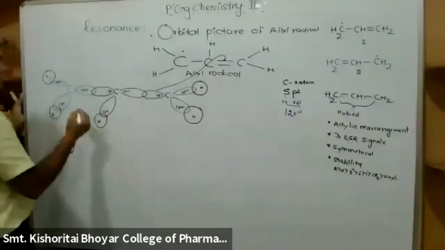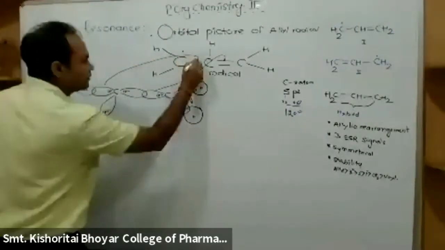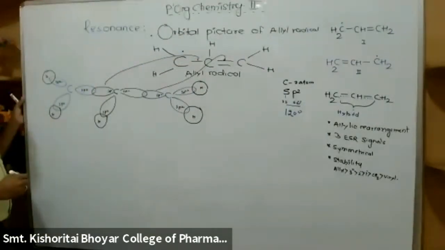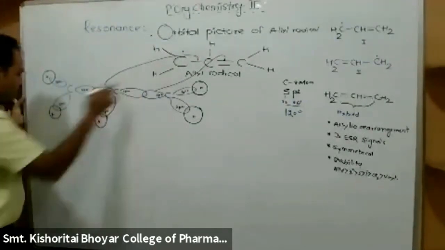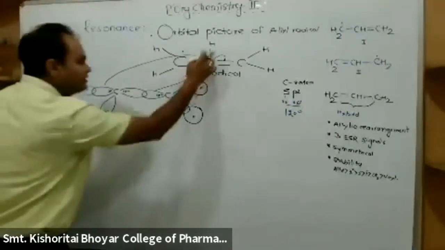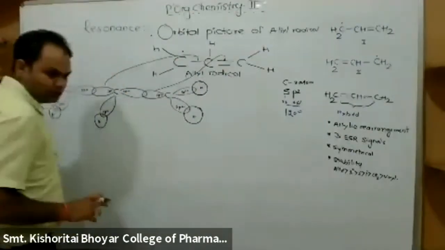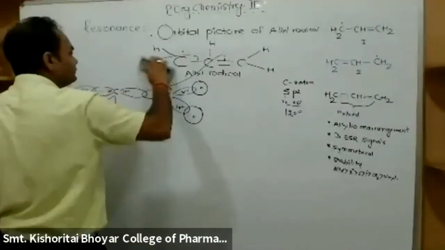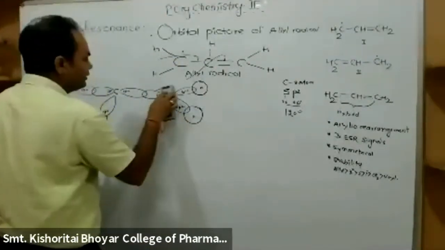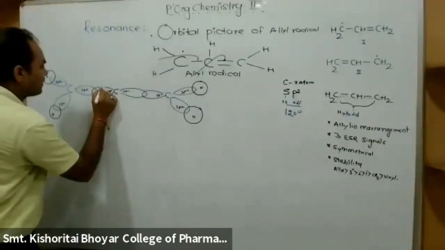Now this sp2 overlapping forms this bond. Clear? This CH bond, this CH, this CH bond, this 2 CH, this 2 CH. So what is remaining? Remaining is the odd electron and the double bond.